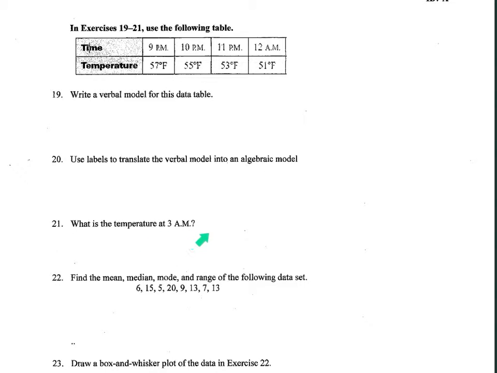Okay, at 3 a.m. you notice that you start at 9 p.m., 10 p.m., then 11 p.m., 12 a.m., then I'd make it go 1 a.m., 2 a.m., and then 3 a.m. Just extend it. Find the pattern between the time and the temperature.